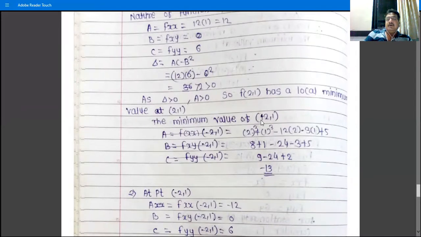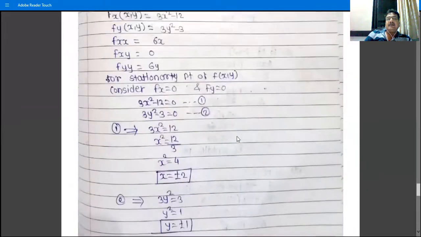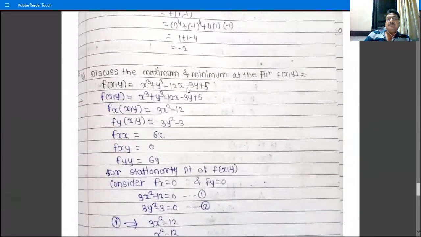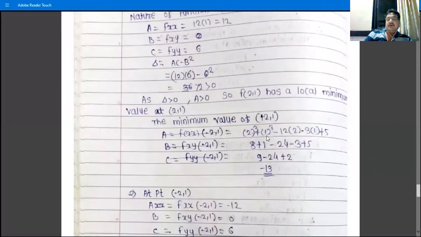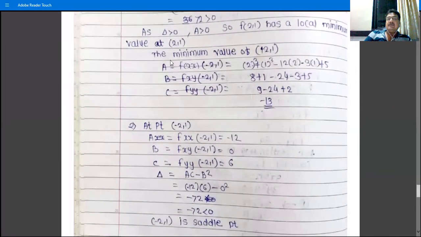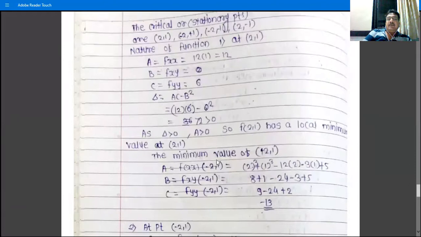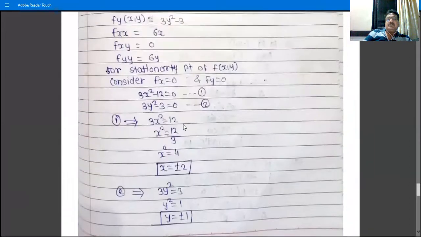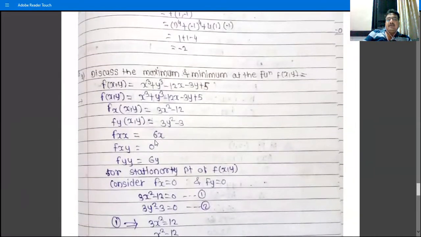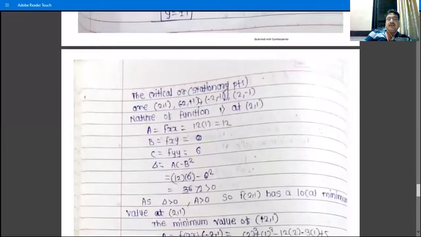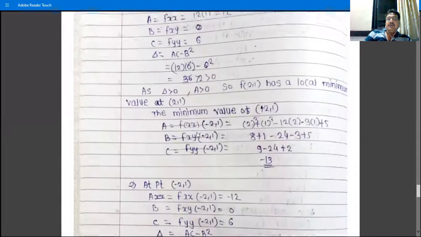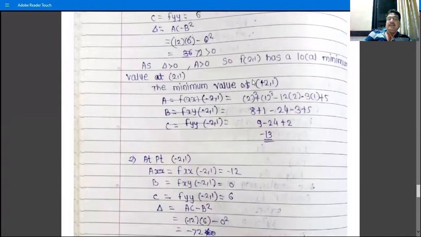F of 2 1. That is, substitute in the formula fxy as x is 2 and y is 1. So we have 2 cube plus 1 cube and all these values, and so we have minus 13 as the answer, the minimum value of the function. Then no need to find the minimum value again. If the function is minimum at another point, suppose minus 2 plus 1, then no need to find the minimum value, because we have the same answer.